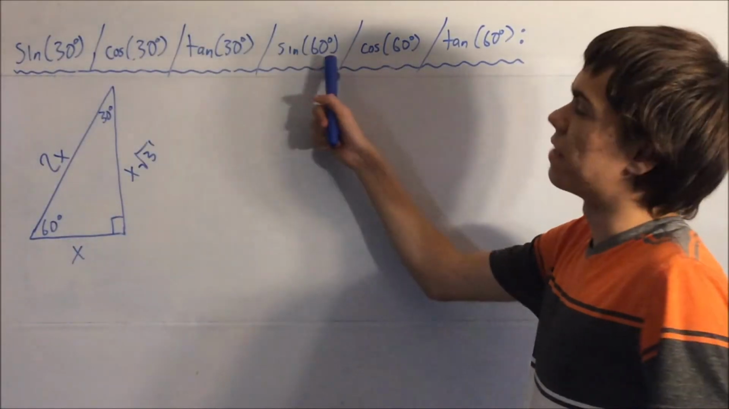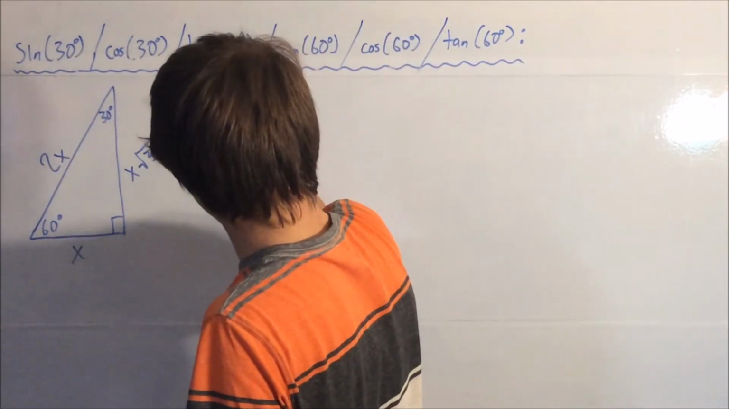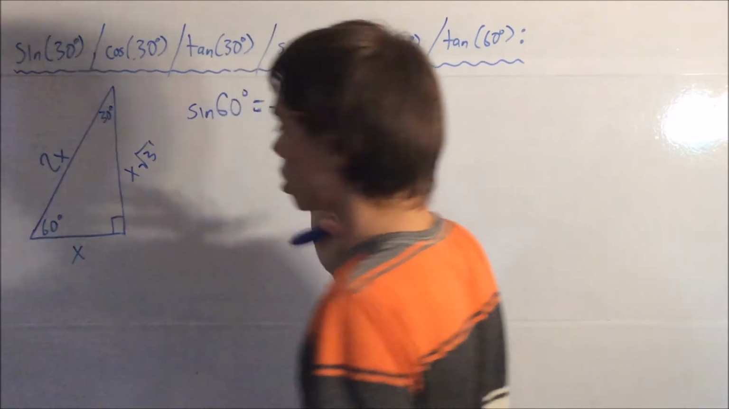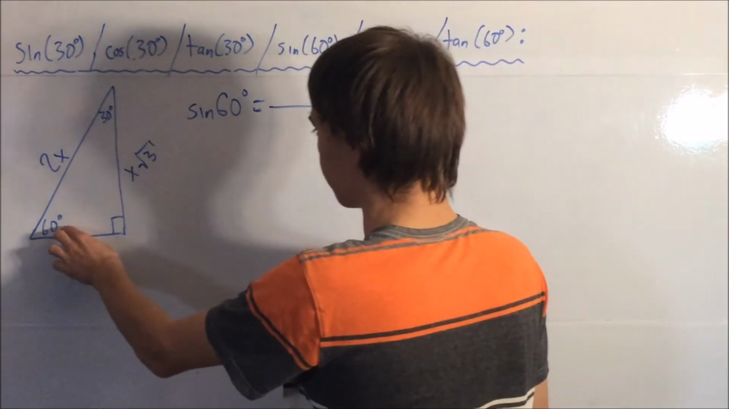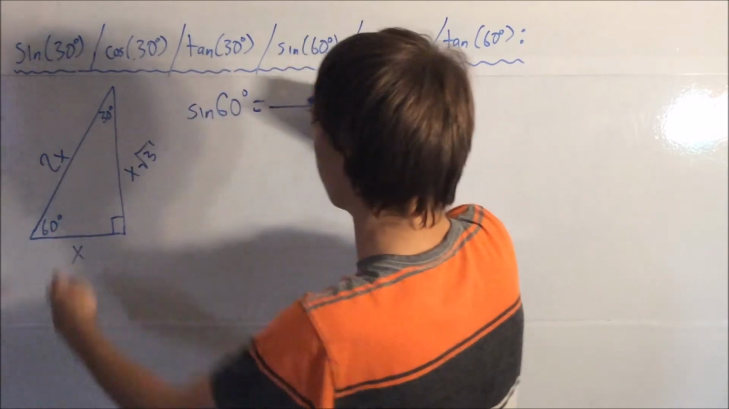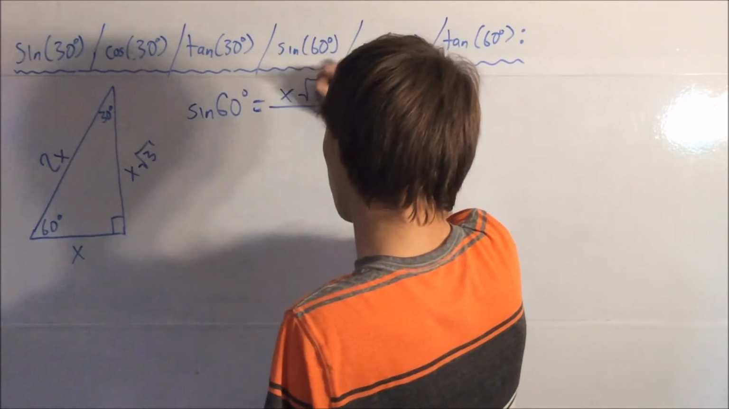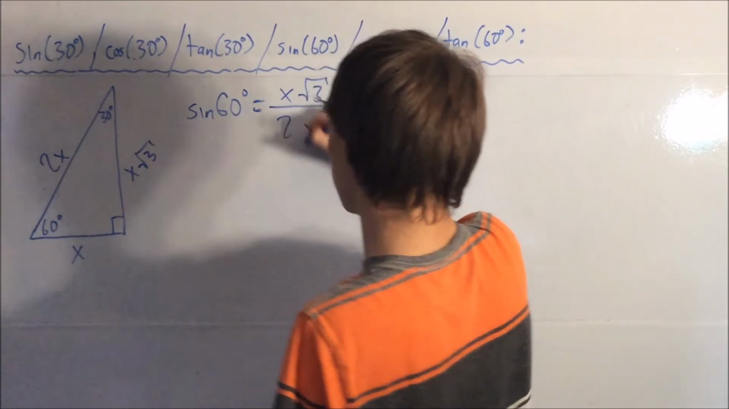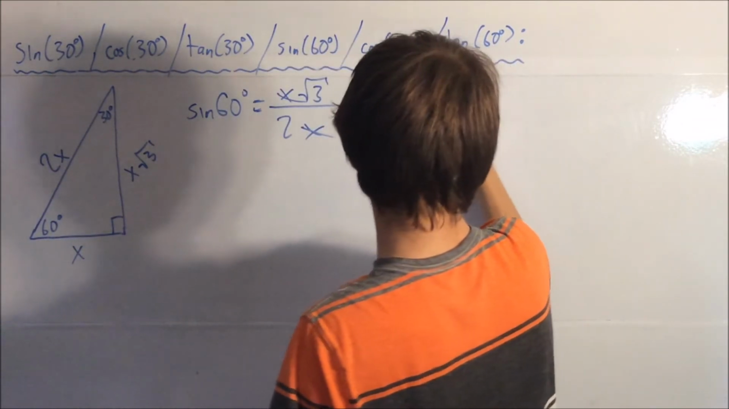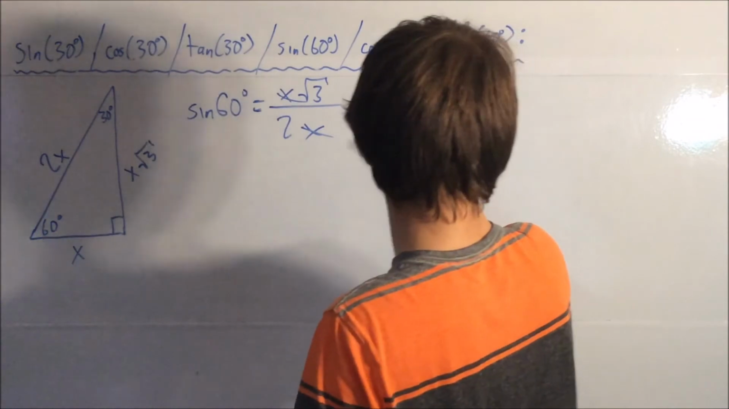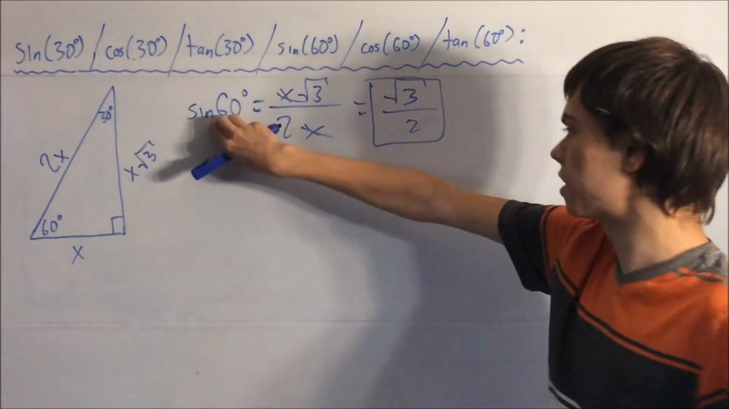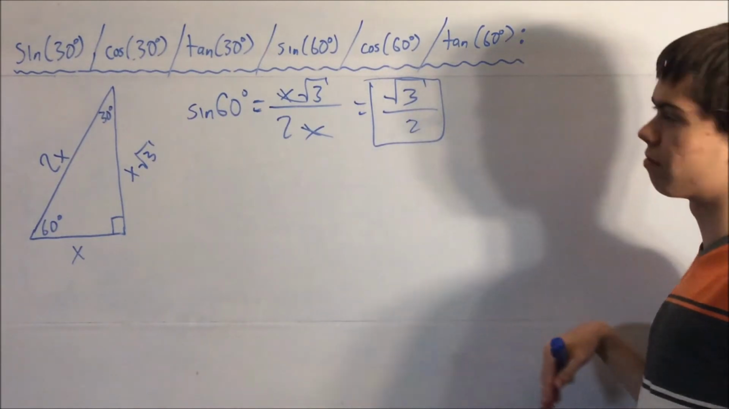So let's start with sine of 60 degrees. Now we're focusing on 60 degrees. So we're doing opposite over hypotenuse. So opposite over hypotenuse would just be x radical 3 over 2x. The x's cancel out, and you're left with radical 3 over 2. So sine of 60 degrees is radical 3 over 2.